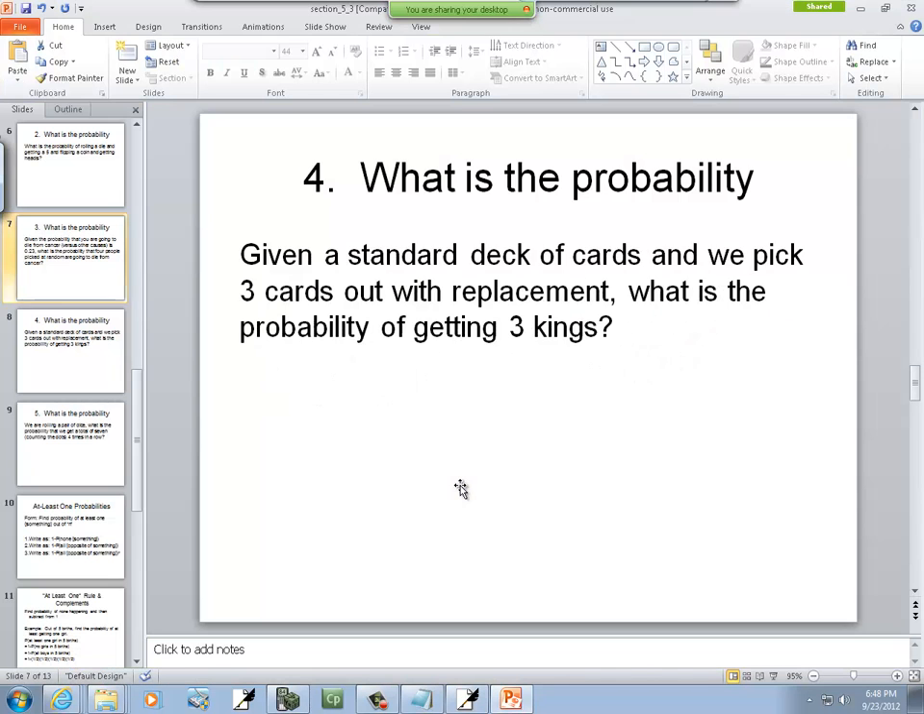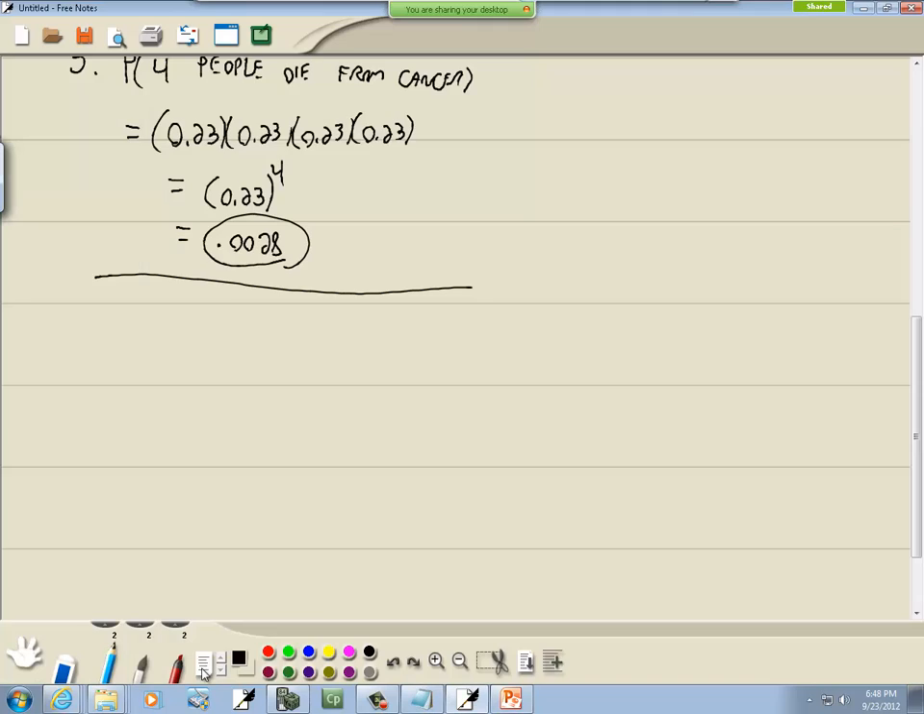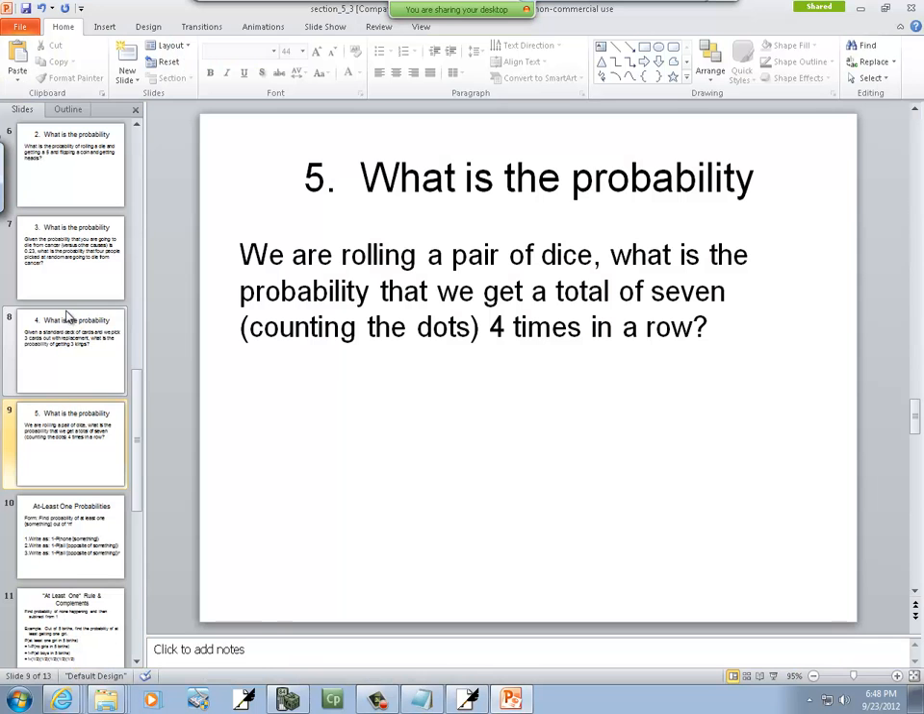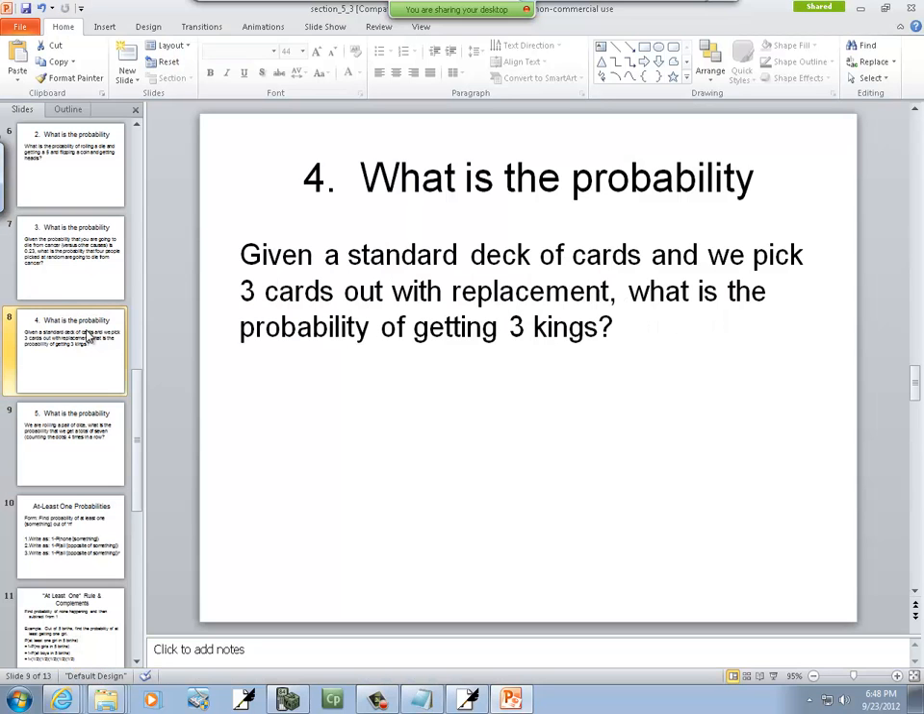Let's look at our next problem. It says we're rolling a pair of dice. What is the probability that we get a total of 7, counting the dots, 4 times in a row? Well, let's talk about dice first. Oh, I skipped one. Sorry.